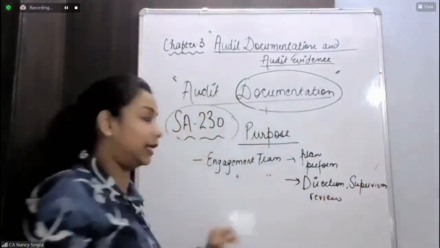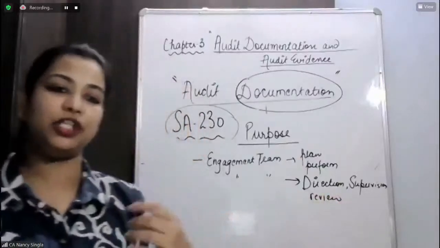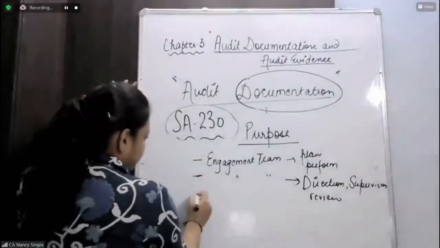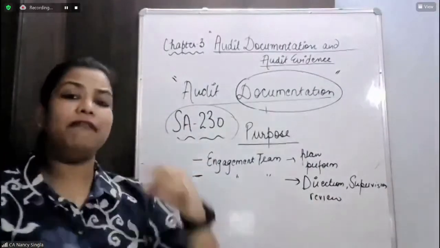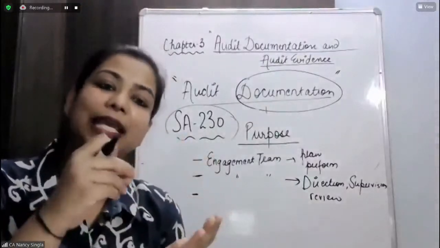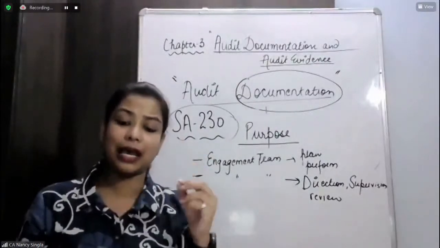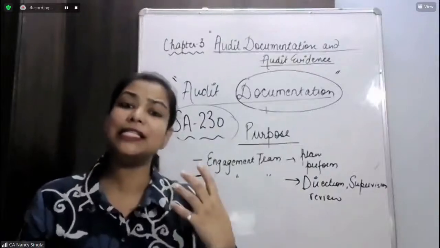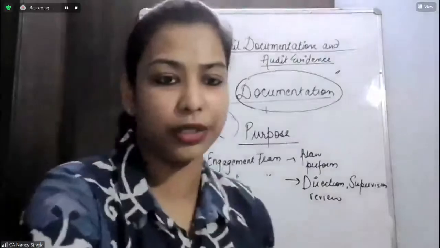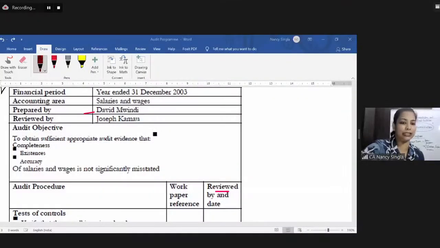It helps in direction, supervision and review of the engagement team work. This is the second point. Third point, see, when everyone is documenting what they have done and they are putting their initials, and if you remember, I have shared an example of audit program with you. I'll just show it to you again. This we have seen last time.